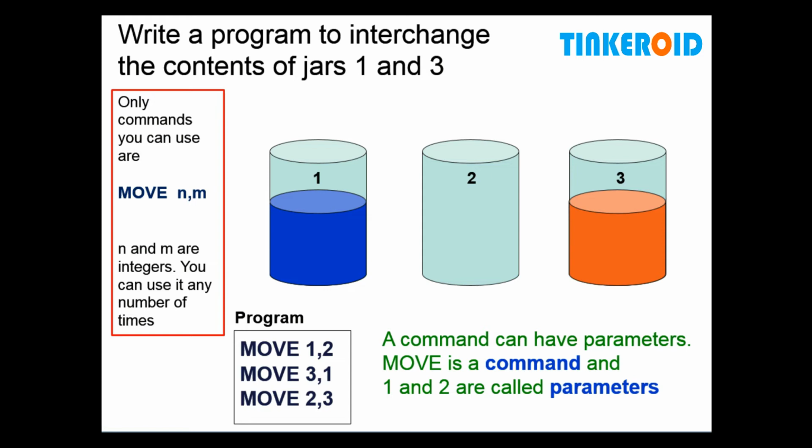Some commands have parameters and some may not have parameters. Numbers will mean different things in different programs. In this program, we use them as jar numbers. So we understood one thing, that commands can have parameters.